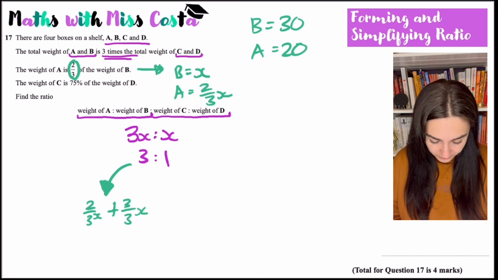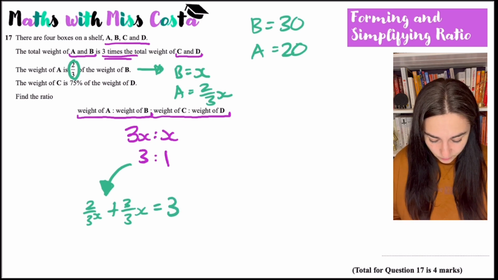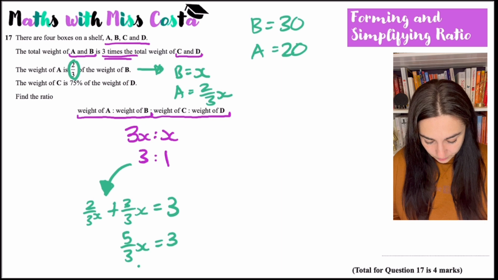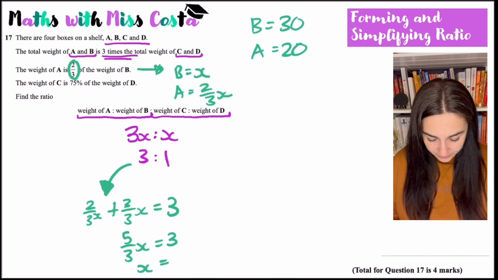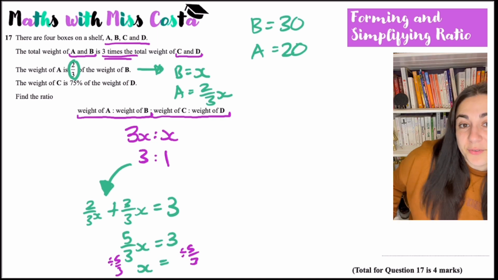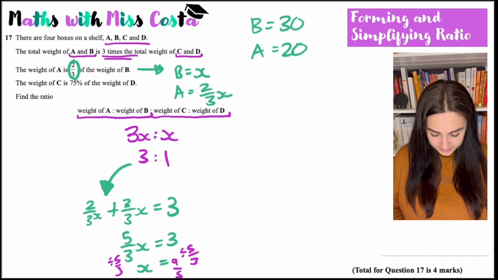So I know that 2/3 of X plus 3/3 of X, or a whole X, must equate to 3. So therefore 5/3 X must equal 3. And how could I figure out what X is? Well, I divide both sides by 5/3. So 3 divided by 5/3 gives me 9/5.